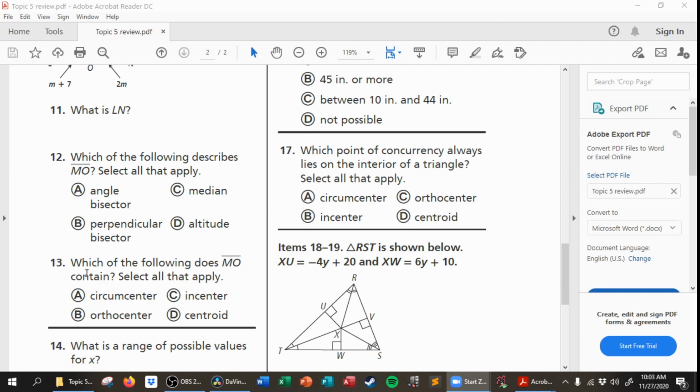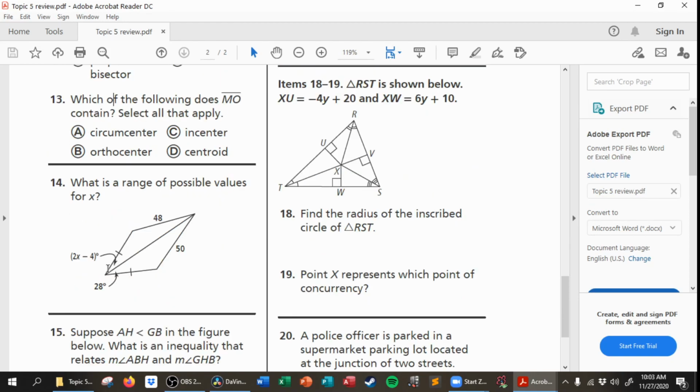Which of the following does line segment MO contain? Select all that apply. Let me check the words. We have circumcenter. We didn't cover that. Or orthocenter. So this will be removed from your test.